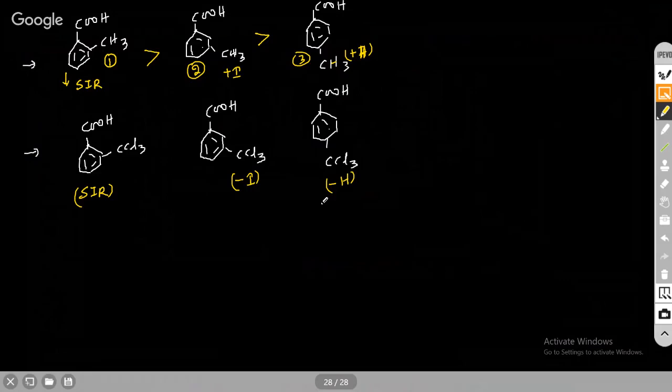Correct? So this you must know. At the meta position, we'll always have the I effect. Why? Because when you draw the resonating or hyperconjugative structure, only ortho and para positions are affected. So ortho substituted, most acidic is this one. This is first. Minus I, minus H, both will increase the acidity, but minus H dominates over minus I. This will be more acidic than this one.